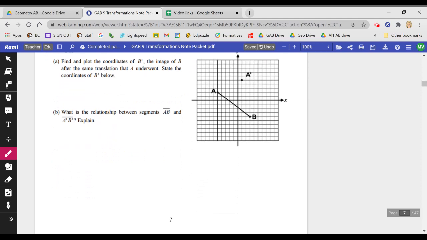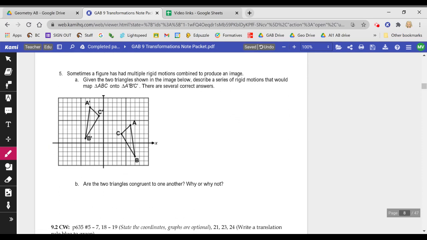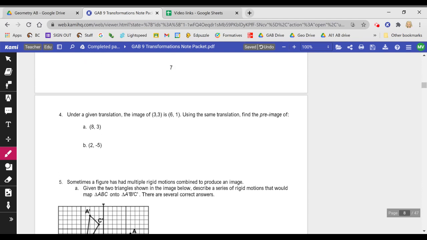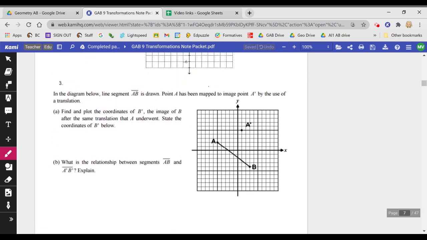So our last example, I believe, nope, we got a couple. Okay, so we got a couple more problems to do. Sorry about that. So number 3, in the diagram below, AB is drawn. Point A has been mapped to A prime by the use of a translation. Find and plot the coordinates of B prime, the image of B after the same translation A underwent.